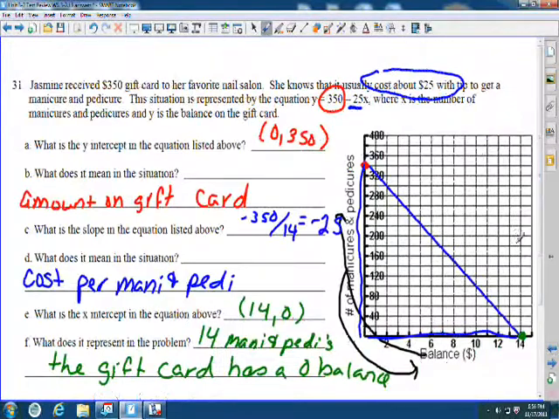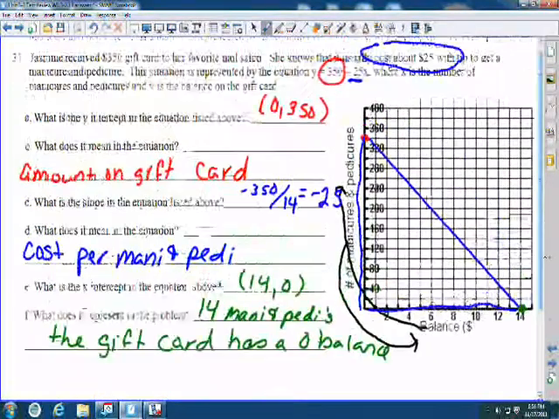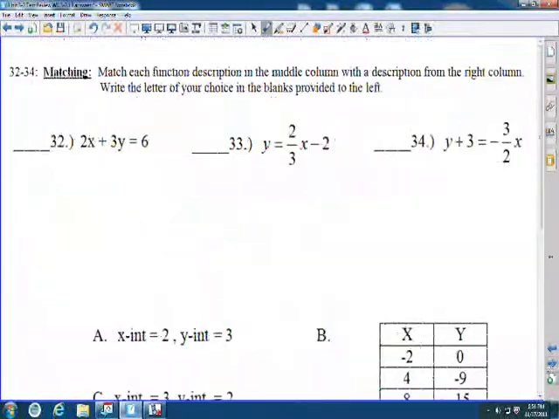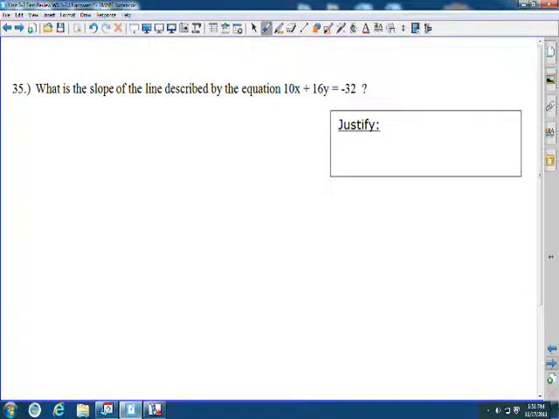Oh, let me see if I missed any of that. Oh, I got it all. Okay. Next, I'm going to skip this for a second. I'm going to go over here. What is the slope of the line?